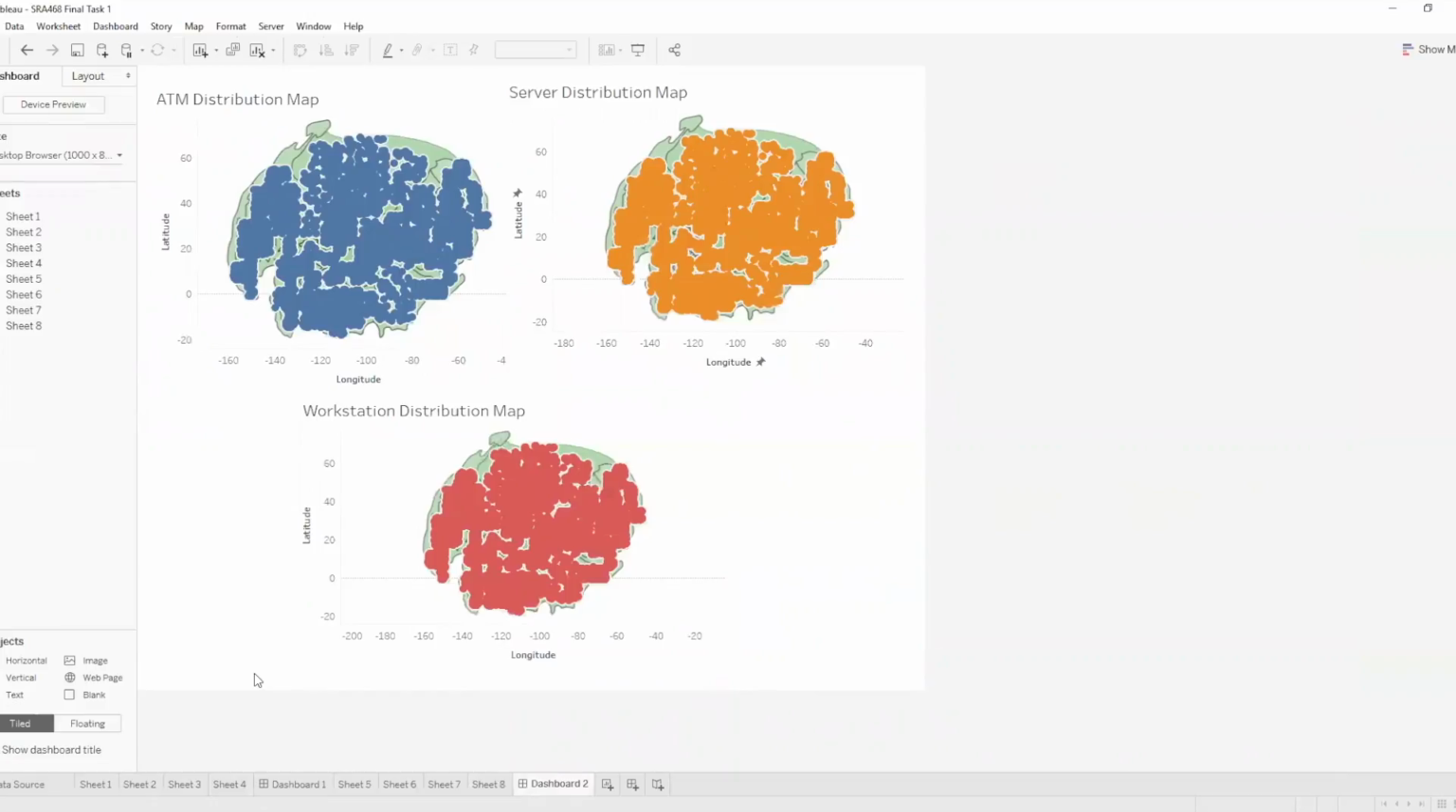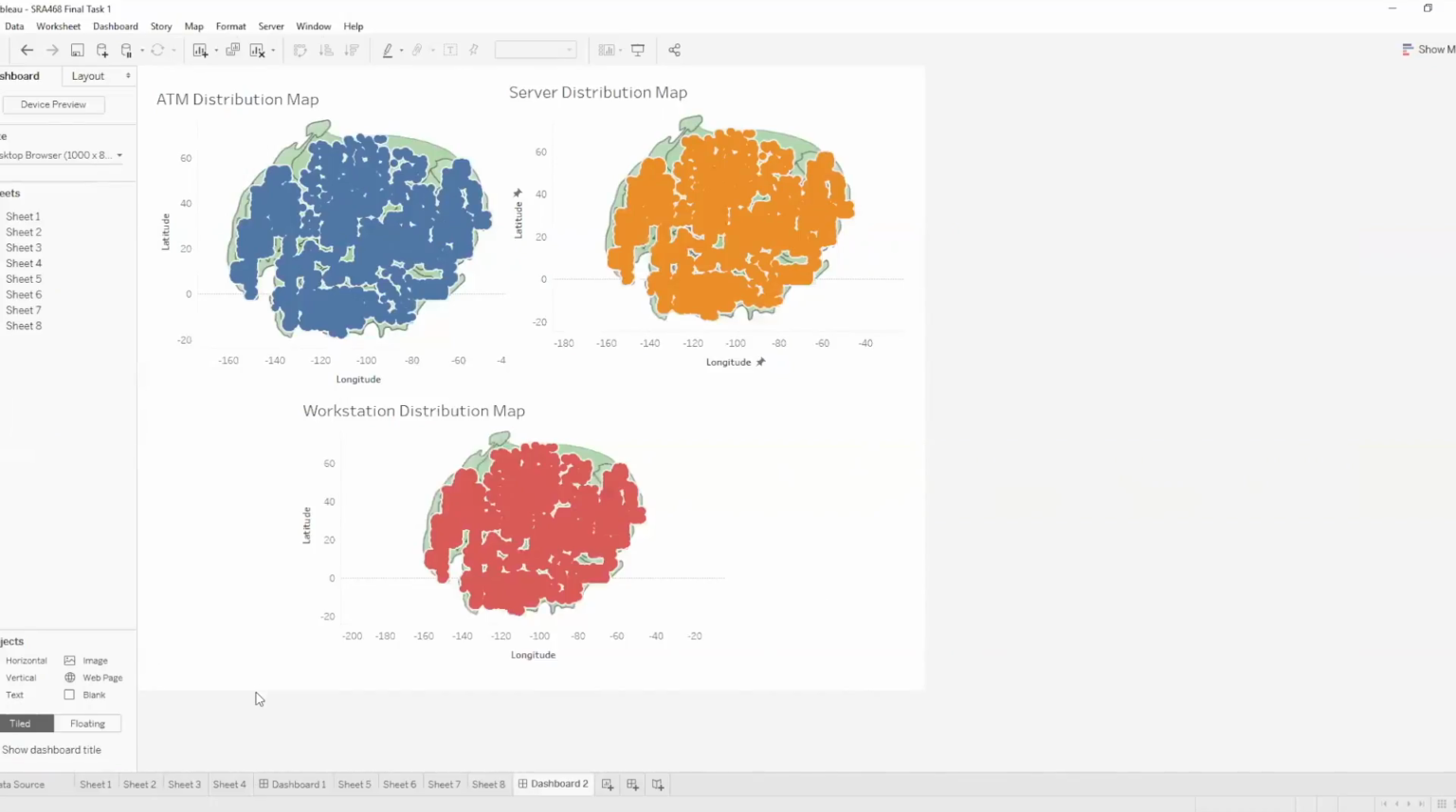All machine classes are very evenly distributed across Bankworld. The three filtered maps on the dashboard clearly show this by showing dots for each machine all over Bankworld. It also informs us that many Bank of Money locations contain multiple different types of machine classes.